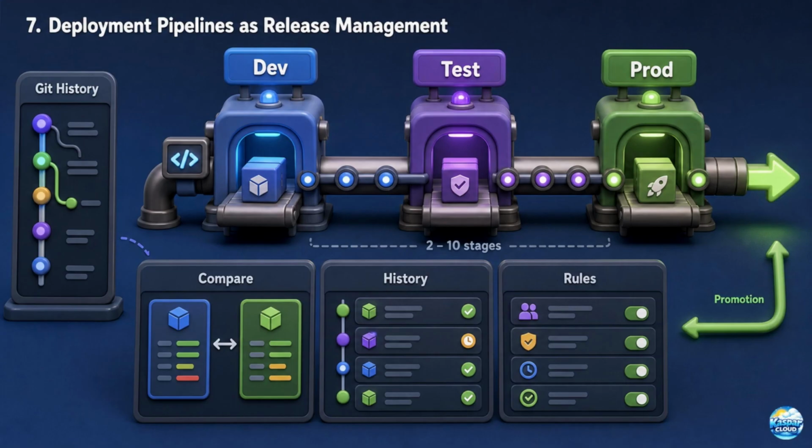The important distinction is that Git manages development history and collaboration, while deployment pipelines manage controlled promotion between environments. Teams should also remember that some deployment pipeline APIs currently focus primarily on Power BI items, while broader Fabric deployment automation increasingly relies on Fabric REST APIs and item definition APIs.